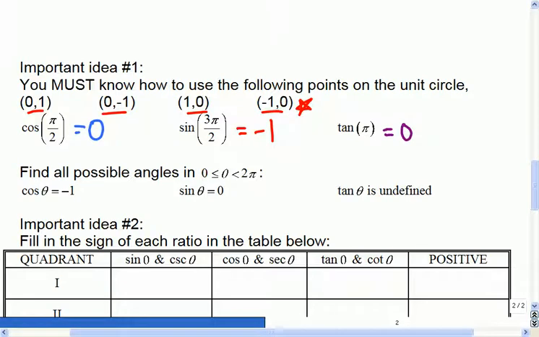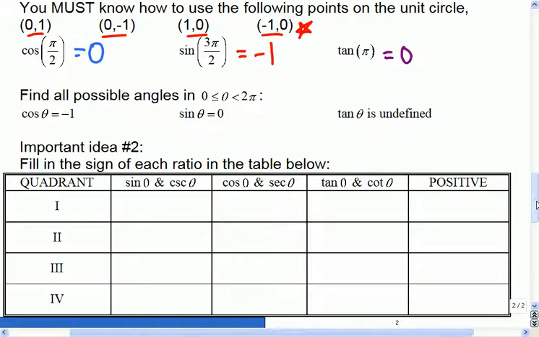Okay, so this time we're going to look at going backwards and see if you're getting the hang of this idea. Why don't I do the middle one? I'll do sine. I'll walk you through it, and then I'll see if you can come up with the others on your own. So sine theta equals 0.